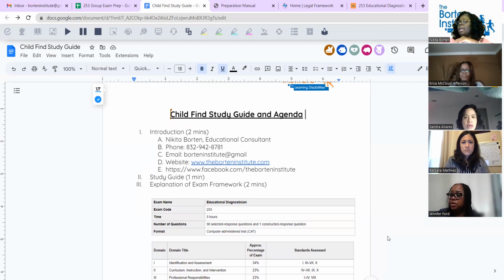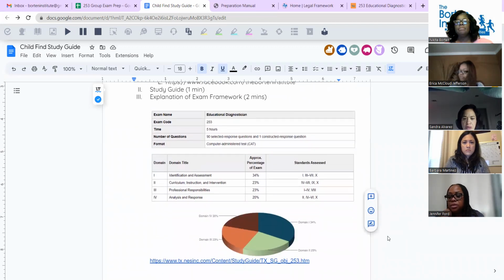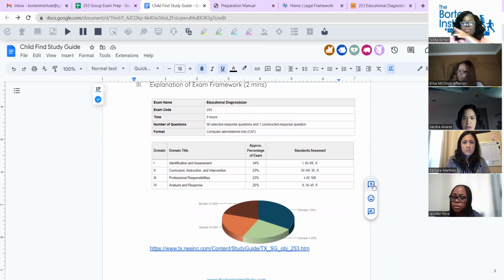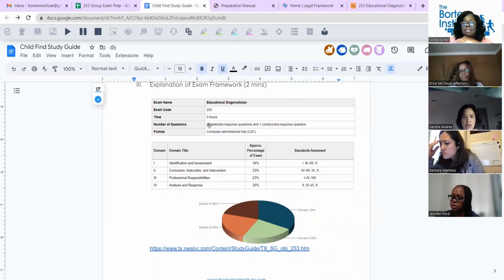So let's talk about the explanation of the exam framework. The exam itself is 5 hours. You have 5 hours to take it. I believe the first 10 or 15 minutes are where you're going through the instructions and the functionality of the exam, how to click, all that kind of thing. For the number of questions, you have 90 selected response questions and 1 constructed response question. One is enough, isn't it? Of course, the exam is taken by computer.